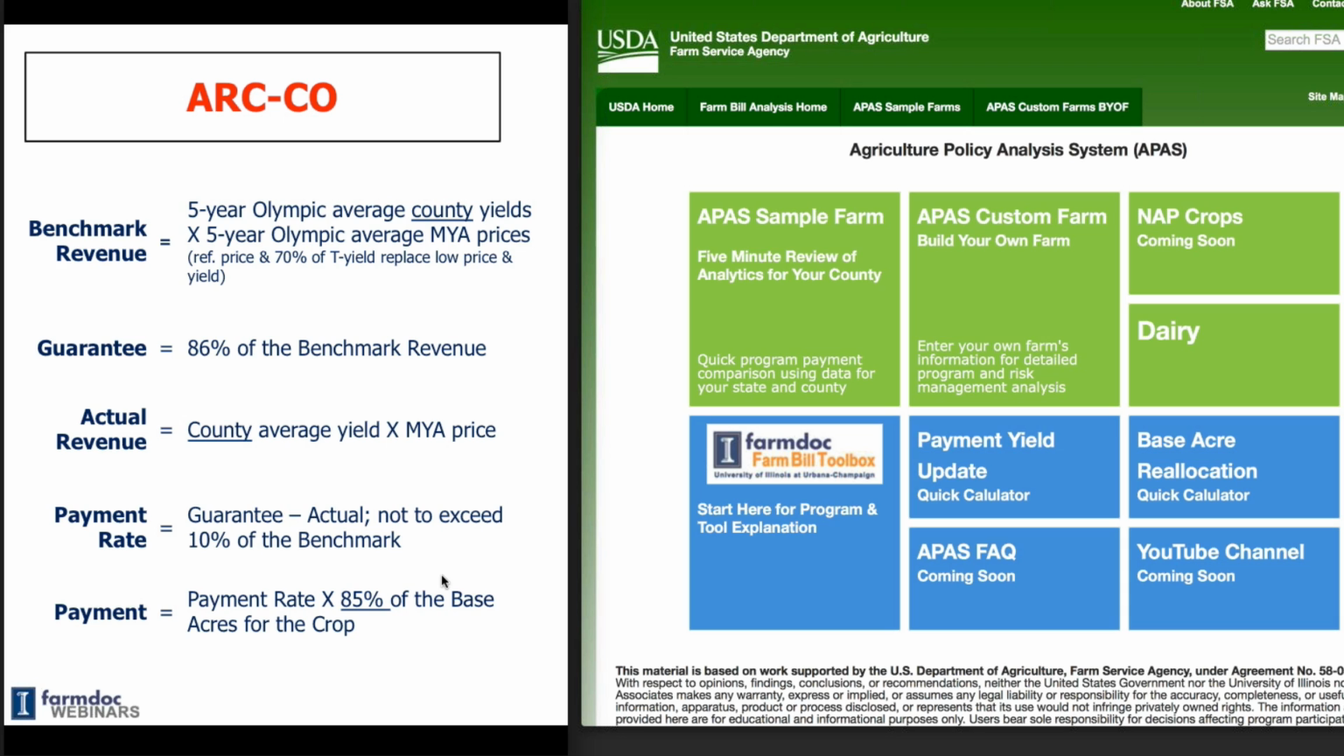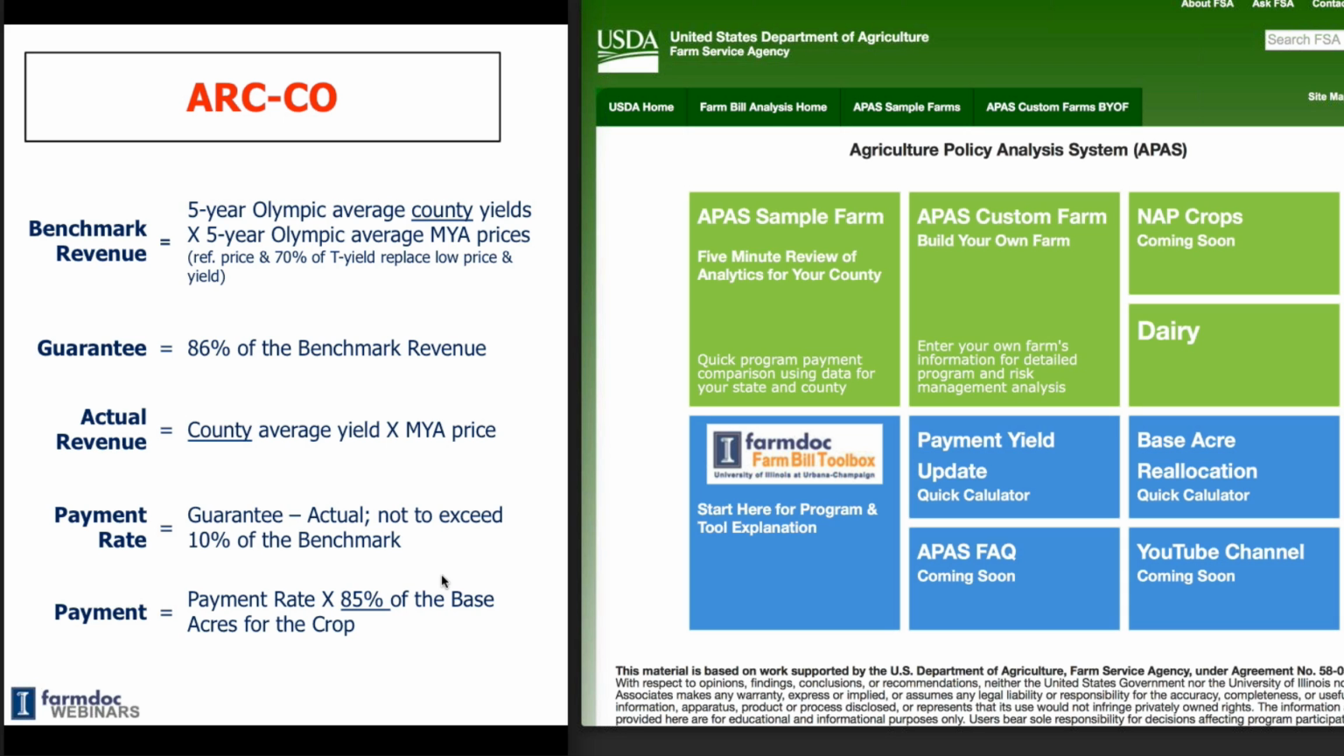Yeah, that's a great point. And it's also a reminder that the program payments for all three programs, Ark County, PLC, and Ark Individual, all use that same marketing year average, and payments for them will not come out before October 1 of the following year. So the 2014 payments won't be going out before October 1 of 2015, in part because of that 12-month marketing year.